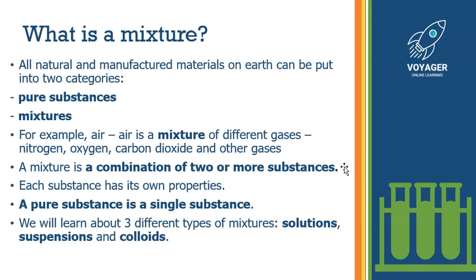A mixture is a combination of two or more substances. Each substance has its own properties. A pure substance is a single substance. We will learn about three different types of mixtures: solutions, suspensions, and colloids.